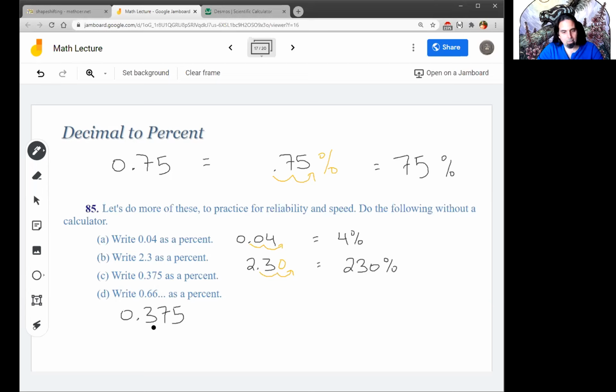0.375. Don't be confused by how many decimal place values you have. You are always scooting twice because percent is always out of 100, which was 2 decimal point scoots.